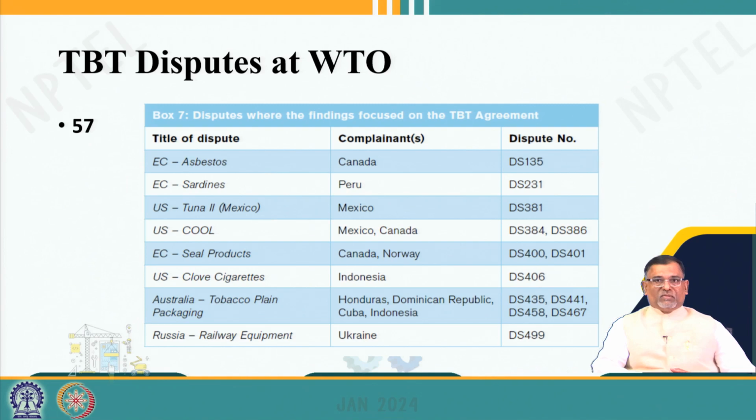The EC Asbestos case, where the health concerns were first discussed, then the EC Sardines case, which we saw, then the Tuna Dolphin case, US Tuna II case, Mexico, then US Coal case, then EC Seal Products, then US Clove Cigarettes. The health concerns of cigarettes, clove cigarettes and menthol cigarettes were discussed in this particular case. The export of menthol cigarettes from Indonesia is discussed in this case. Then again Australia Tobacco Plain Packaging, then Russia Railway Equipment, which was one of the latest cases.